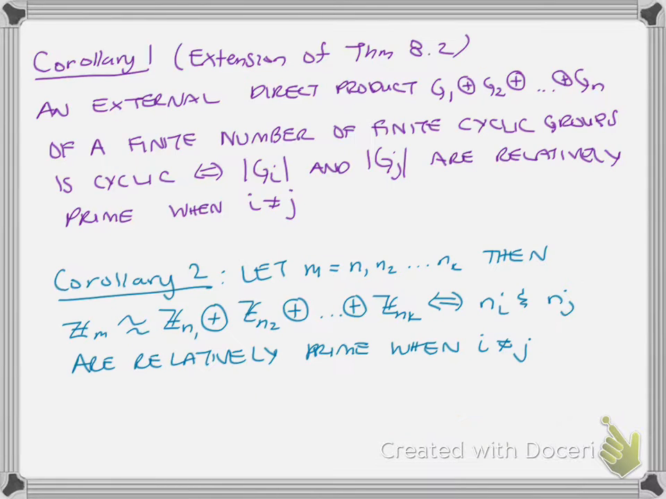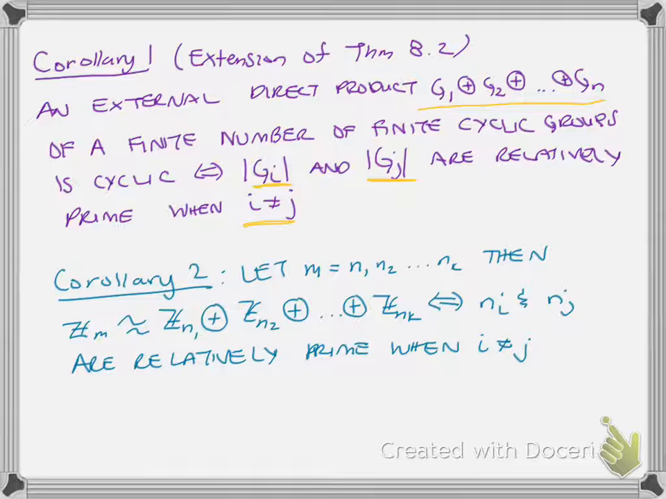Okay. Sort of summing up some things. Corollary 1, which is an extension of Theorem 8.2, tells us that an external direct product G1 cross G2 all the way to some Gn of a finite number of finite cyclic groups is cyclic if and only if the orders of any two of those groups that you take are relatively prime, when i is not equal to j. Okay.